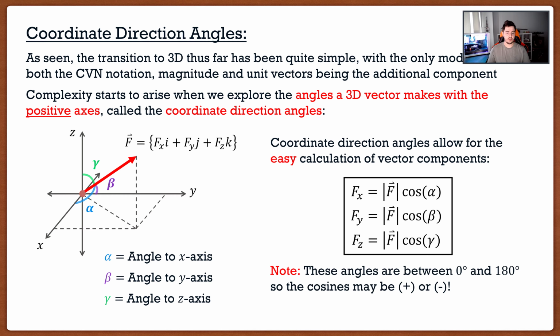And this will be explained right here. So a couple of little things. These angles are always going to be between 0 degrees and 180 degrees. All right? We can't have more than 180 degrees because then it starts measuring from the negative axis or the opposite way. So our angles are always going to be between 0 and 180. And this is important because this allows for our cosines to be positive or negative.